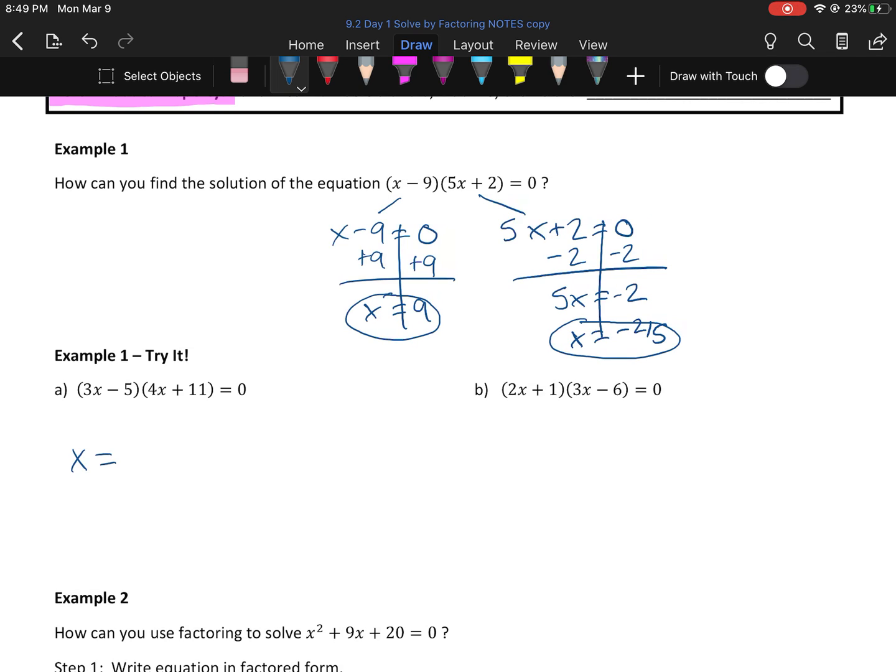Your two answers should end up being x is equal to 5/3 for one solution, and your other solution is negative 11/4. On B, your solutions, or roots, again those x-intercepts, should be x equals negative 1/2 and x equals 2. That's what we did on Monday. Now we're going to take it one step further.